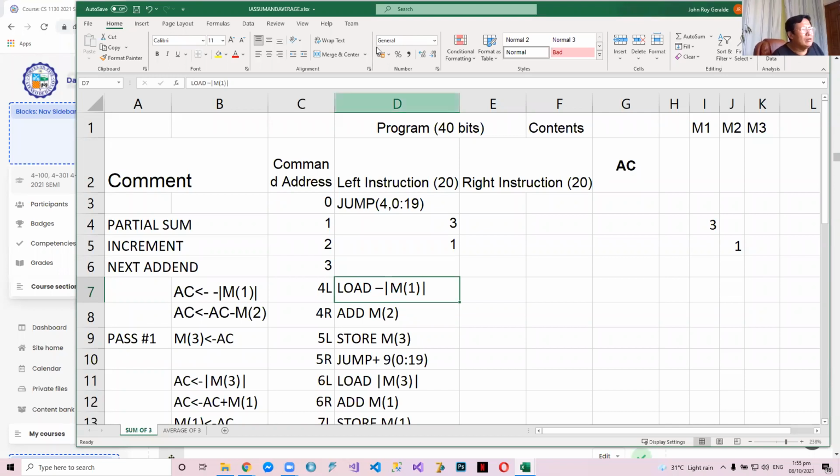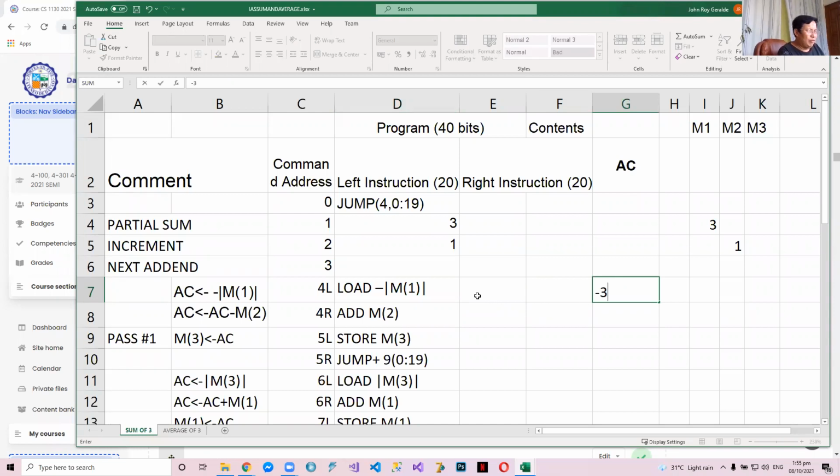I think, have we recorded? Yes. Load absolute of M1. So the absolute of M1 is the negative of the absolute of M1. So AC will have -3 because it will force negative. Okay. Add M2. M2 is 1. So the contents will be -3 plus 1. So this will become a -2.